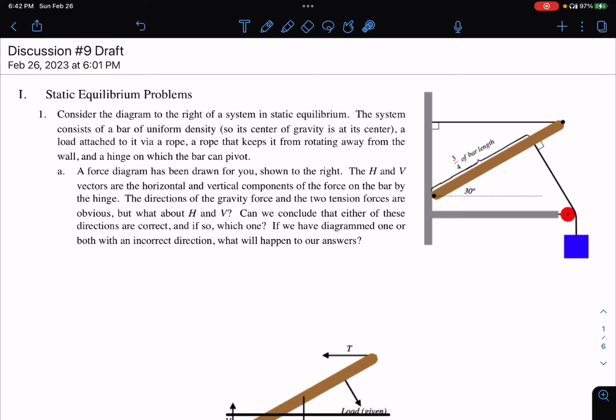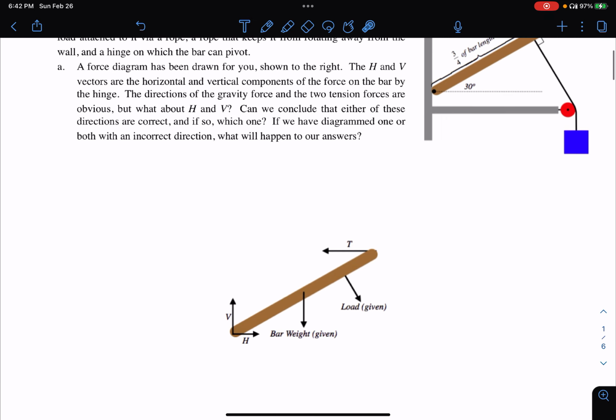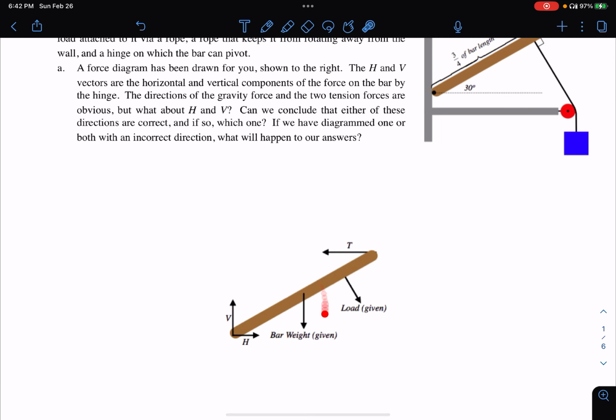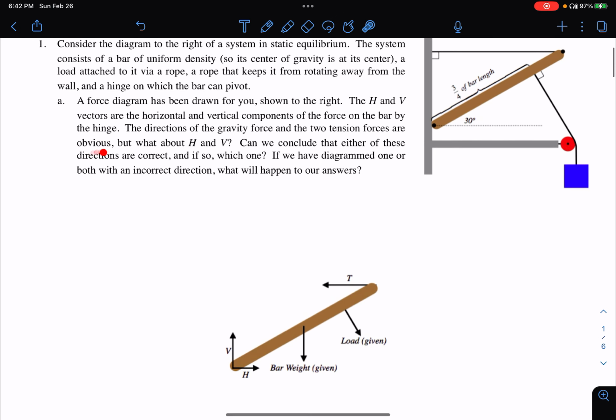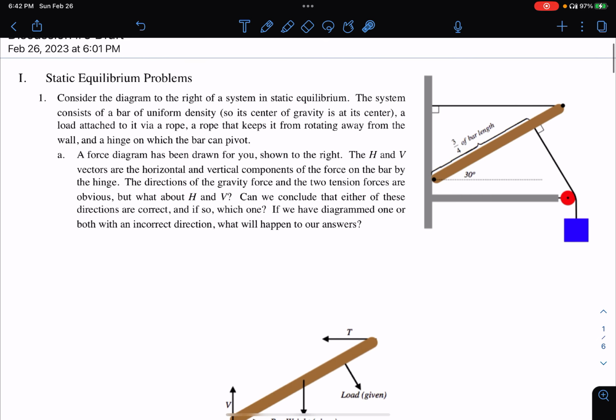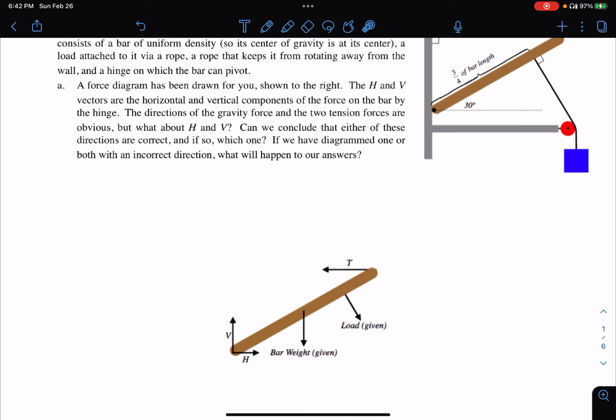So let's do this static problem. We have this tension force, this gravity, and the other tension force, and we want to figure out if we know the direction of V and H. So V is vertical. For static equilibrium, the vertical force must cancel, and we see the vertical component for all the other forces are all going downward. So it must go upward, so we for sure know that V must go upward.